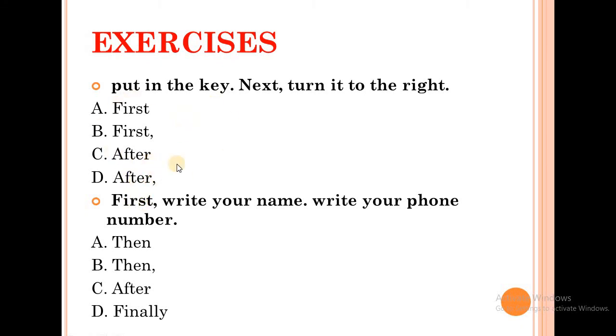This is number 1. Number 2, first, write your name. Write your phone number. Here we have some missing thing. We should use then, or then with a comma, or after, or finally. Try to do it on your own and tell me what the answers are, please.